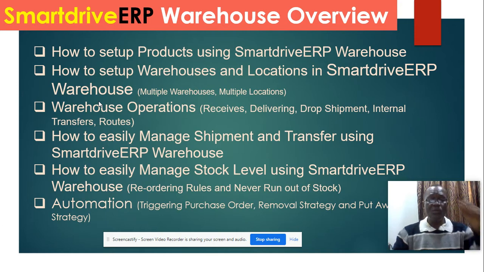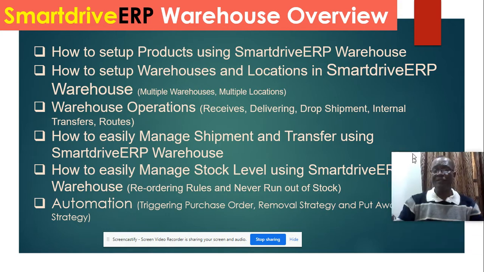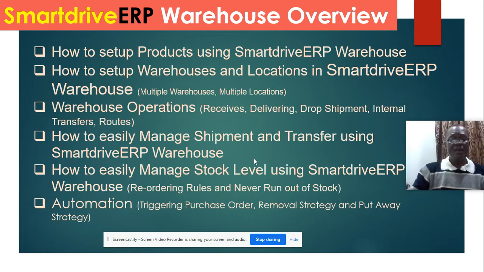The first thing we want to do is to see how you can set up products using the SmartDrive ERP warehouse. We'll see how you can set up warehouse and location. Then I'm going to talk a little bit about warehouse operation, how you can create orders directly from the warehouse and how you can receive them. We're going to talk about how you can manage shipment and transfer using the ERP warehouse. And then we're going to see how you can easily manage your stock level using our SmartDrive ERP system. We've built some automated triggers into the system. For instance, you should get a reminder quickly when you reach a minimum stock level, to restock.